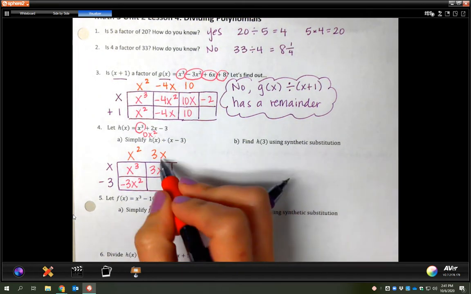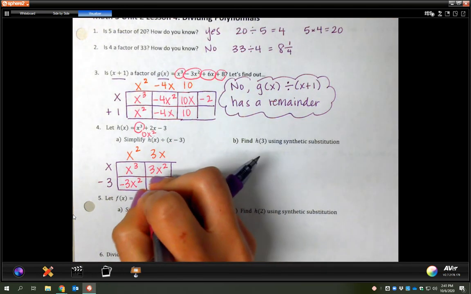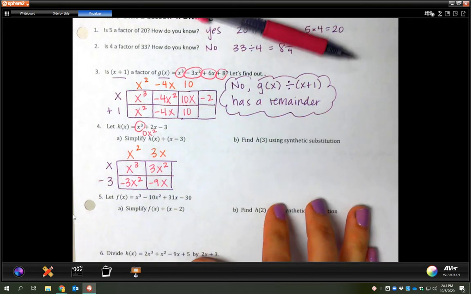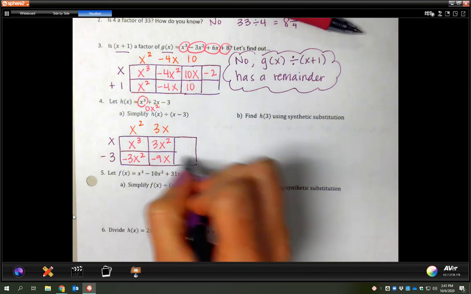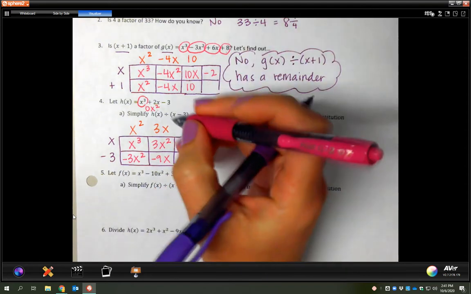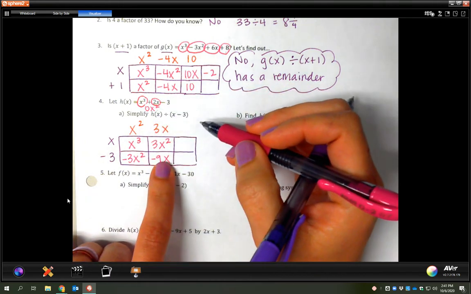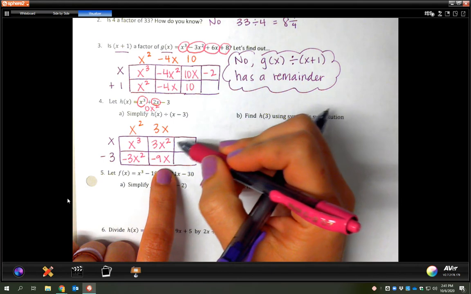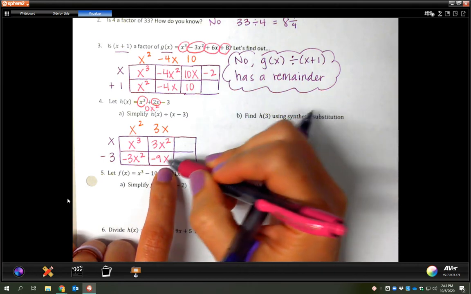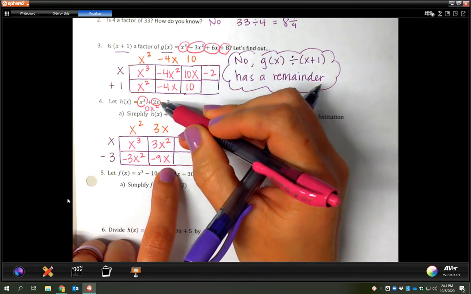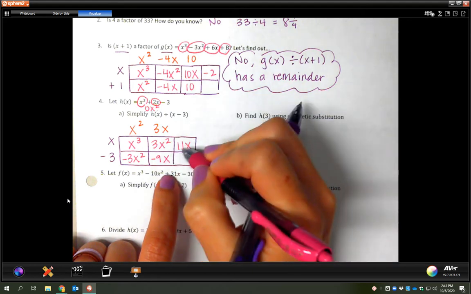And now I could do 3x times negative 3, negative 9x, and make another column. So I could keep going to my next term, the x term, 2x. I have negative 9x. I need to figure out what goes here to add to negative 9x, so I can combine these boxes, add them together to get 2x. So these two now add together to get 2x.